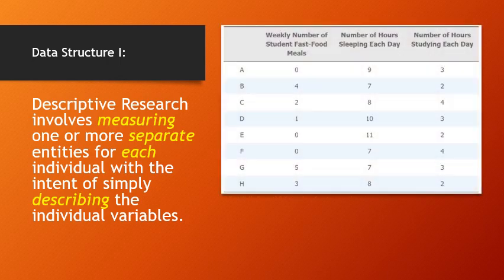For example, here are students, and we named them A through H. And let's look at student A. Weekly number of fast food meals was 0. Number of hours they slept each day was 9. Number of hours they studied each day was 3. We measured these same variables for all the different people. That's data structure 1.